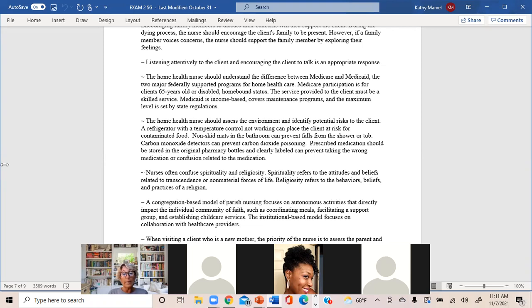Okay. So an example, when I'm in school nursing, Medicaid, since it's income-based, we try and refer as many families as we can that don't have insurance to see if they are eligible for Medicaid. Okay, it's income-based. Where Medicare is for your older adults, you're disabled, your homebound status.